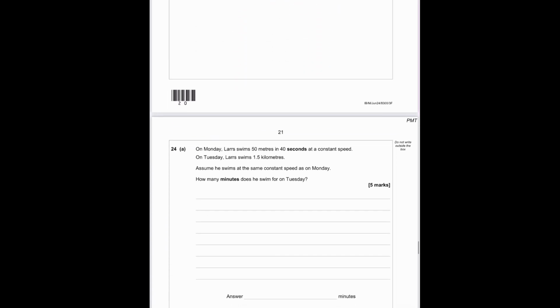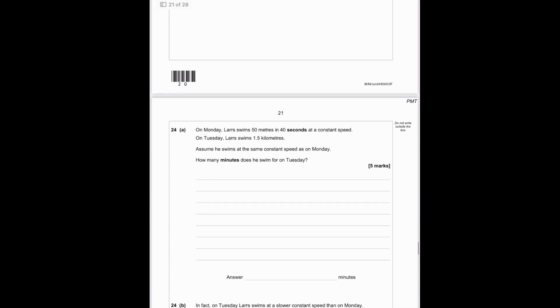24A. On Monday, Lars swims 50 metres in 40 seconds at a constant speed. Let's start with that. So speed, distance, time. He swims 50 metres in 40 seconds. So his speed is going to be 50 over 40, which is 1.25 metres per second.